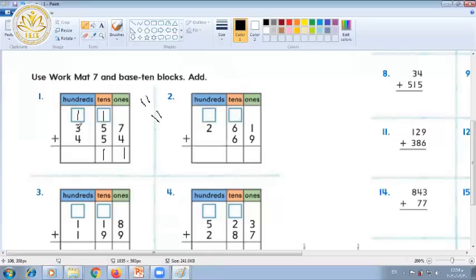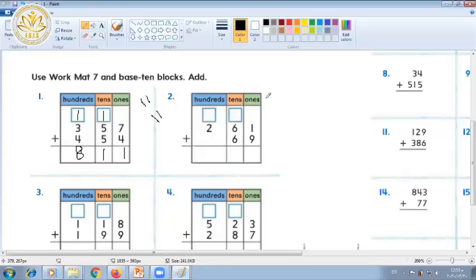100 plus 300 equals 4. That's right. 4 plus 4 equals 8. Good job. So the sum I have right now is 811. Good job. Let's go to number 2.